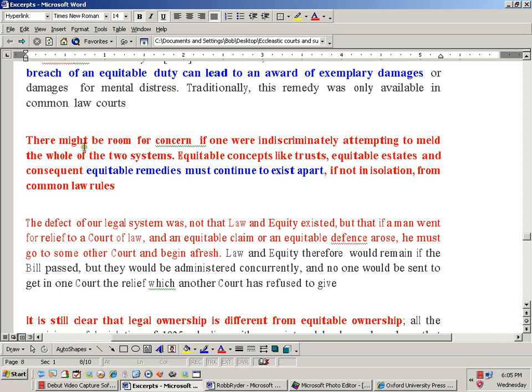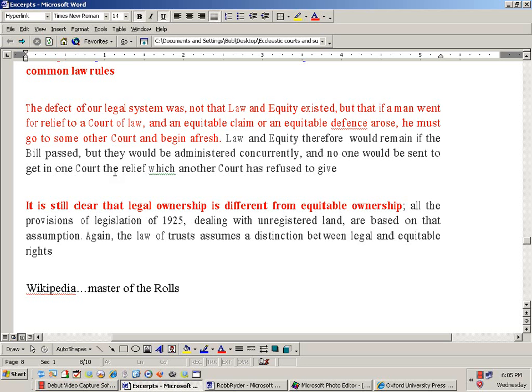There might be room for concern if one were indiscriminately attempting to meld the whole of 2 systems. Equitable concepts like trust, equitable estates, and consequent equitable remedies must continue to exist apart, if not in isolation, from common law rules. They don't mix. Can't get an equitable remedy from a court of law. You can only get it from a court of equity.